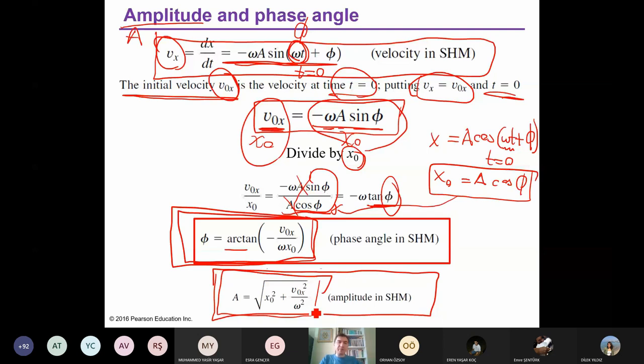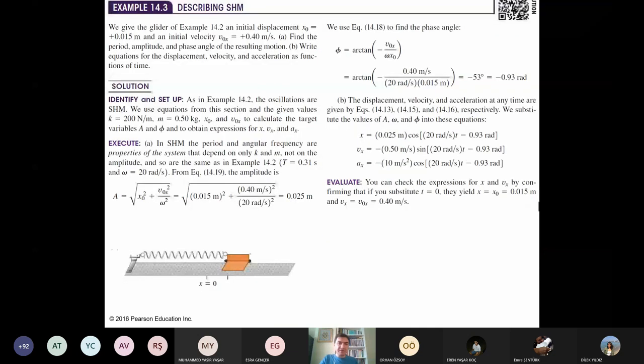Now let me continue with this example. Example 14.3, describing simple harmonic motion. In example 14.2, we gave the glider an initial displacement x zero of 0.015 meter, and the initial velocity v zero x of 0.4 meters per second. So this is the equilibrium condition, and it has some initial condition, which is given with 0.015 meter, and it has a certain v zero x. It is in the positive direction because it is given in the question as 0.4 meters per second, okay?